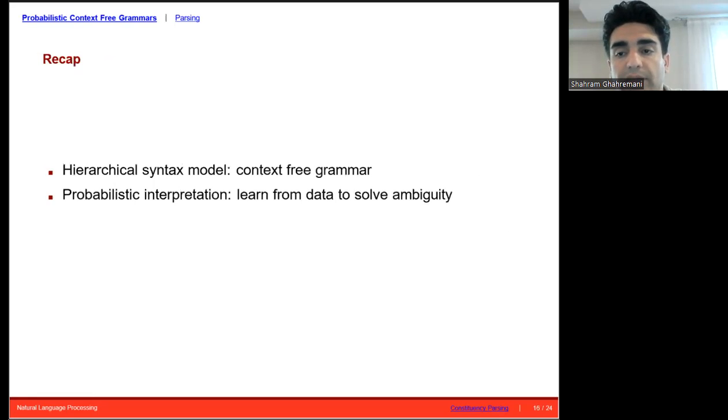Recap for today: we talked about a hierarchical syntax model called the context-free grammar. We extended that with a probabilistic interpretation so that you could learn to solve the problems of ambiguity.